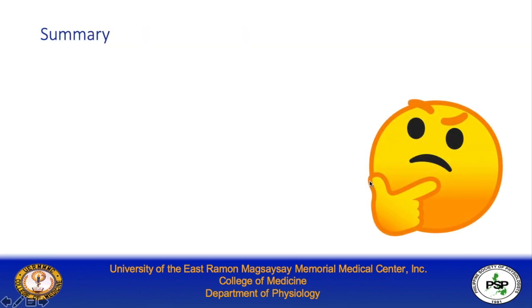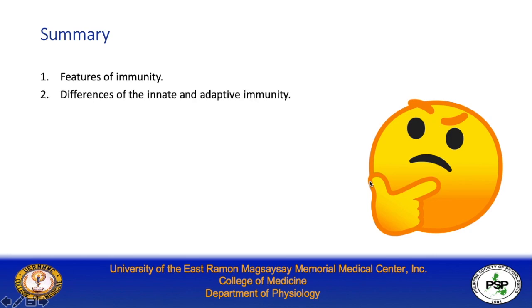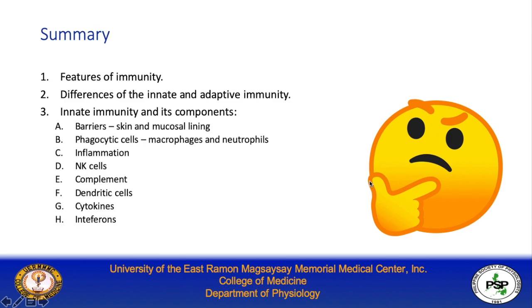So in summary, what we have discussed so far: number one would be the features of immunity. These are recognition through your receptors, pattern recognition receptors. You also have memory, elimination, and proportionality. We have also looked at the differences of the innate and adaptive immunity. However, we will look more at that in the subsequent videos. And we have looked at the components and function of the innate immunity.